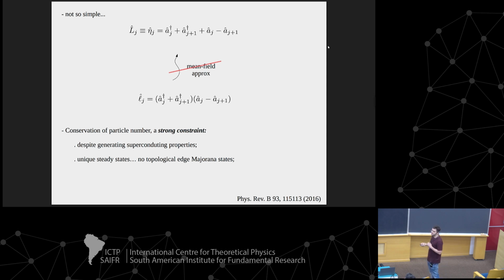However, we need this degeneracy in our Hamiltonian or in our steady state in order to have the edge modes. And the conservation of the number of particles simply says that you always have a unique steady state and you don't have these edge Majoranas anymore. So you can create just superconductors there, but not really use them for quantum computation because of no edge excitations in the system.